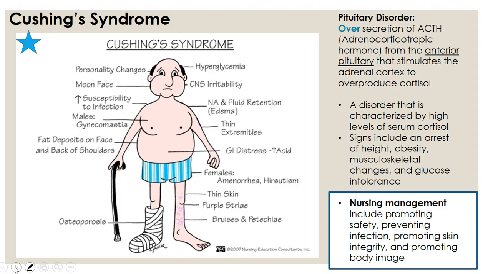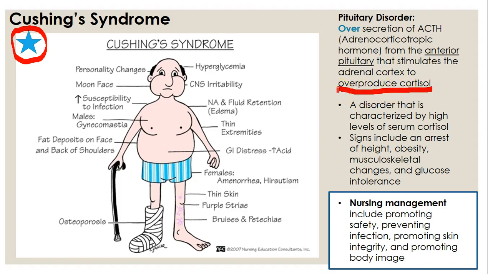The first syndrome we're going to talk about as relates to the pituitary, and you do see that it is starred here, so you need to know this one in depth, is Cushing's Syndrome. This picture is a good representation. This is when there is an oversecretion of ACTH, which is the adrenocorticotropic hormone, from the anterior pituitary, and that stimulates the adrenal cortex to overproduce cortisol.